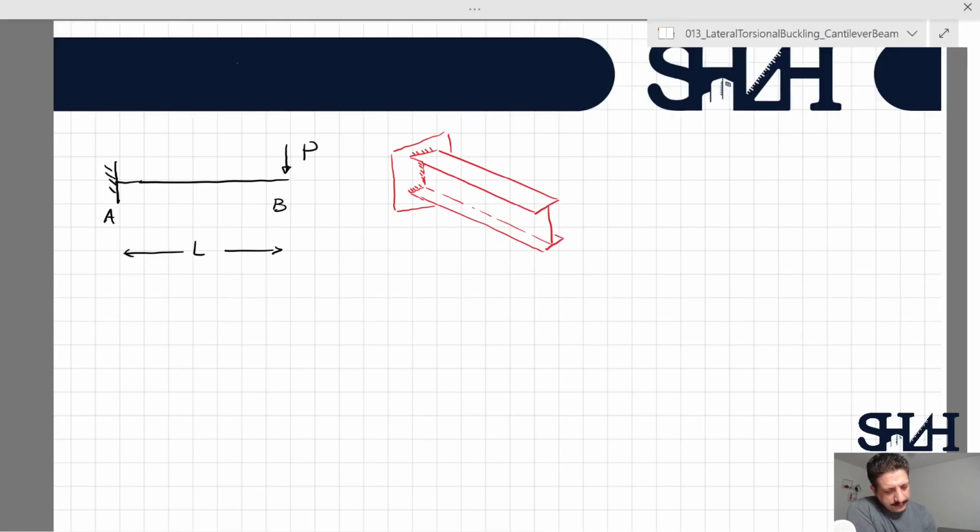For the force P, we have three options, and we will consider all three. It can be applied to the top, it can be applied to the centroid, and it can be applied to the bottom of this section. So let's say point B1, B2, or B3.